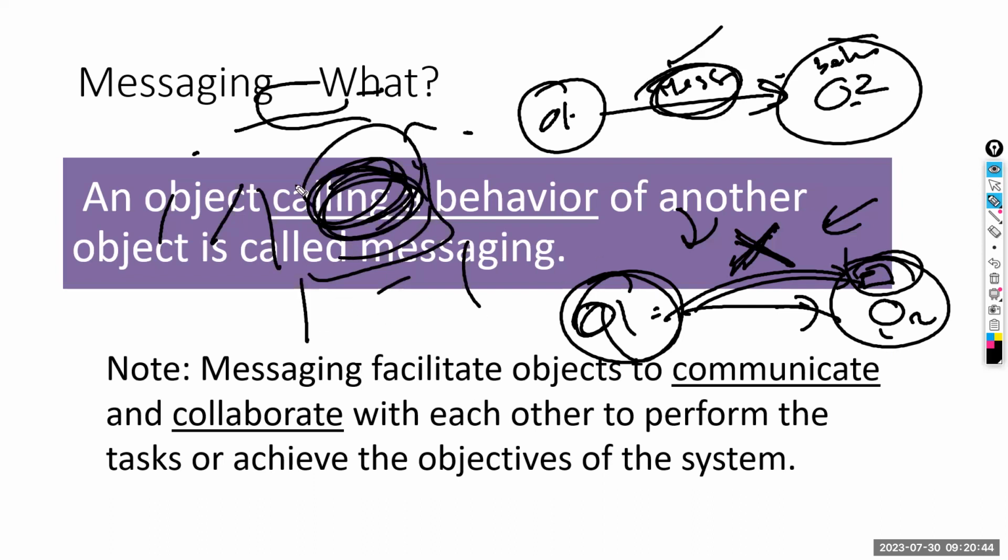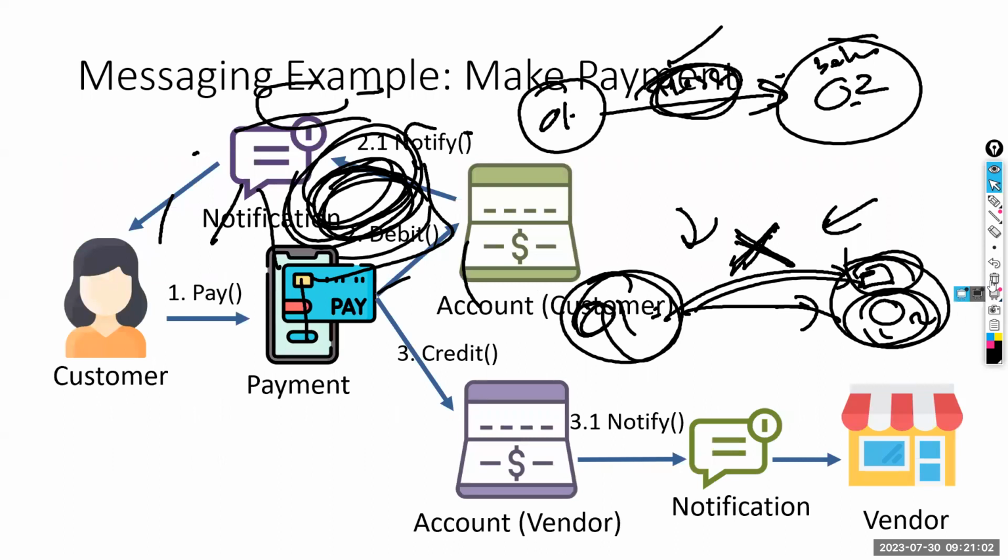So make sure your data is hidden and you can expose through behaviors, not through directly exposing your data. Right? So that is what data hiding is. Right. So therefore, messaging is all about calling behaviors.